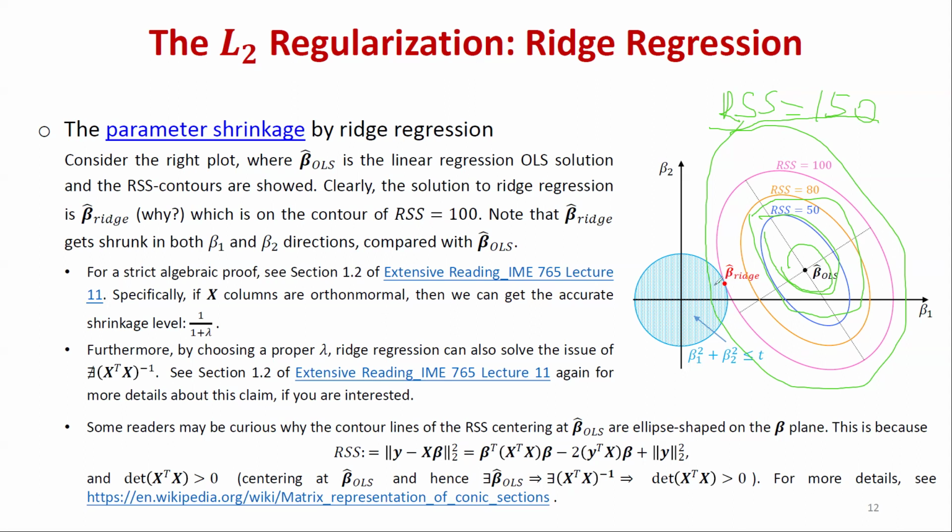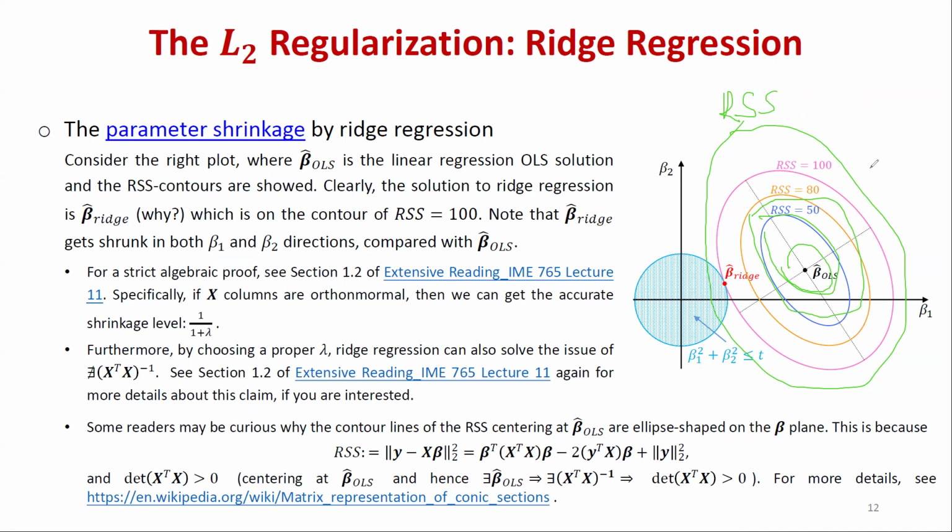Let me use another color, sorry, yellow color. Since this point already satisfies your constraint, which is beta 1 square plus beta 2 square is less than or equal to t, why do I need to consider this green contour in which RSS equals 150? Because I want to minimize it. Understand what I mean?